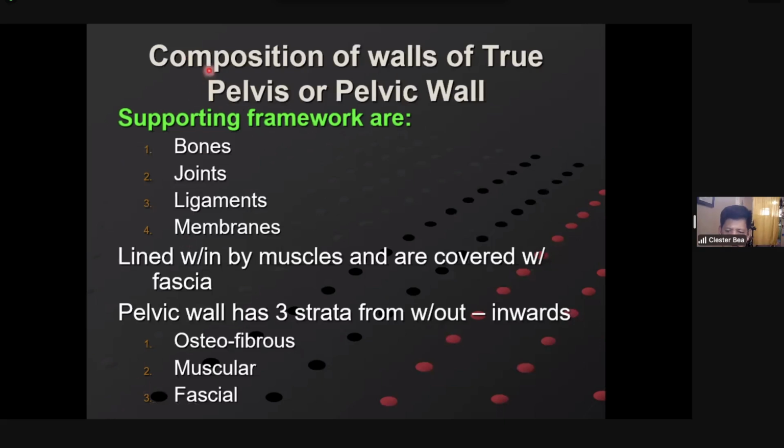All right, so now let's go to the composition of the walls of the pelvis or the pelvic cavity. What forms the walls of the pelvis? You have bones, you have joints, ligaments, membrane, lined within by muscles and covered by fascia. So from the inside of the pelvic cavity, your muscle is covered by your parietal layer of pelvic fascia. So that if you enumerate layers of the pelvic wall from outside going in, you have bones and fibrous tissue, or fibers, the muscular layer, and the fascial layer.